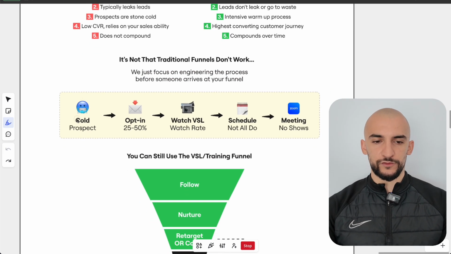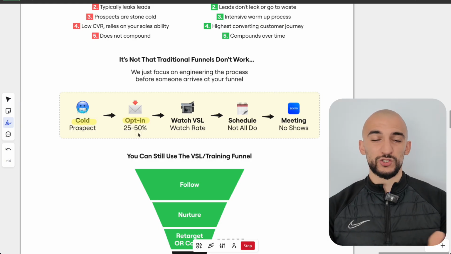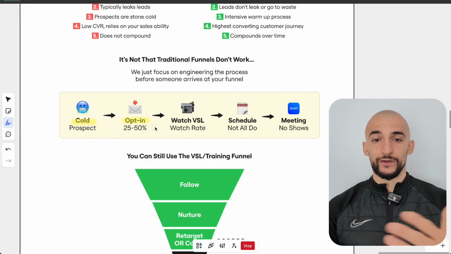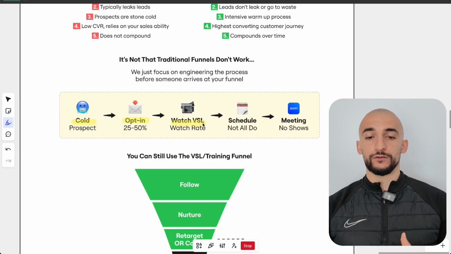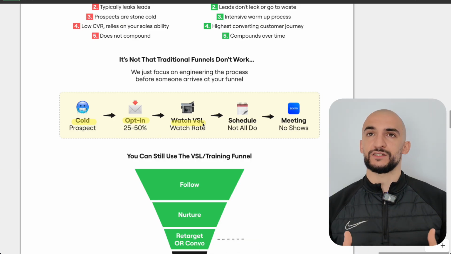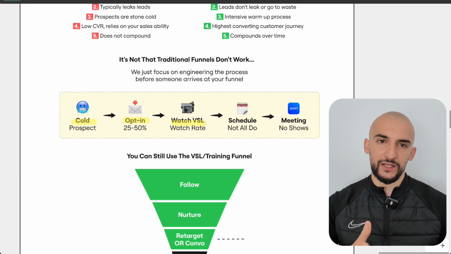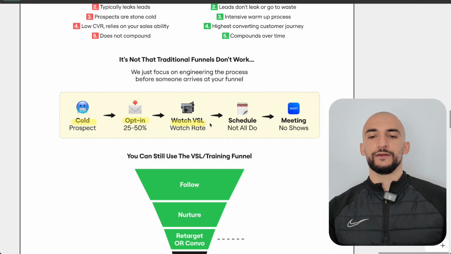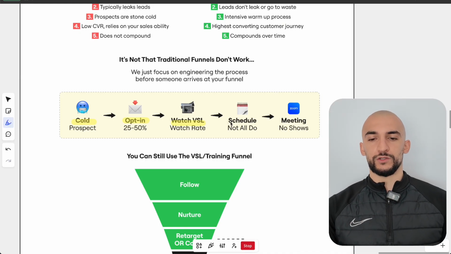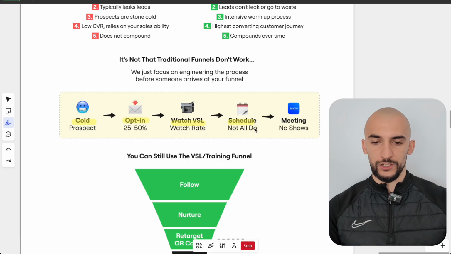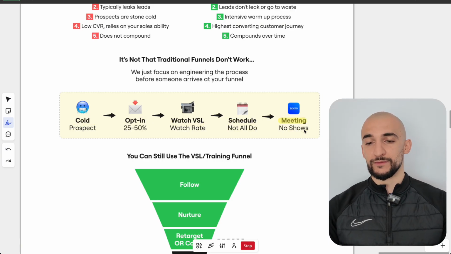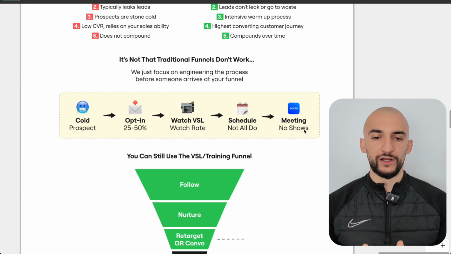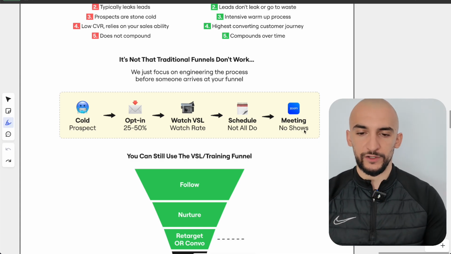With traditional funnels, you have a cold prospect, they go through an opt-in. You're going to lose 25 to 50% of these people that don't even opt in, so they don't even land on your VSL page. They watch your VSL. Again, you've got to be mindful of watch rate, because some people watch 10%, 20%, 30%, rarely 100%. And then all the way through to the schedule page. Not all people schedule. And then we have the meeting. Not all people show at the meeting. And sometimes the people that do might not be qualified, depending on how well you've set this funnel up, right?